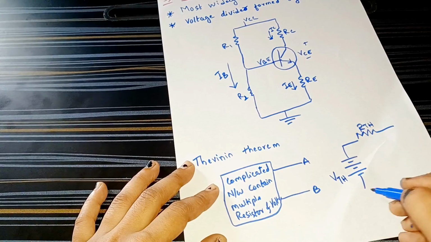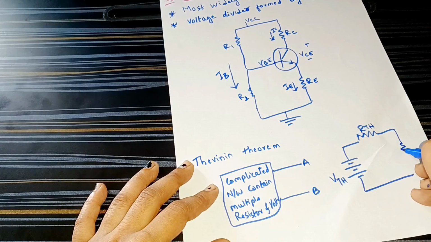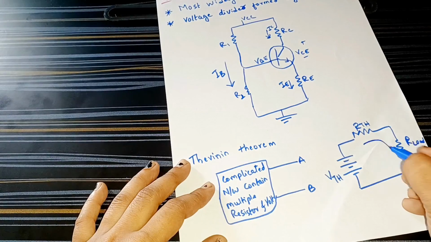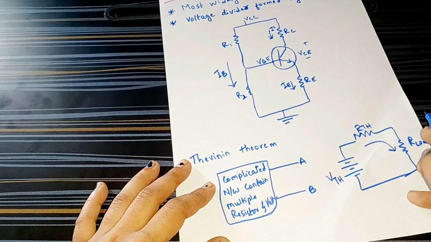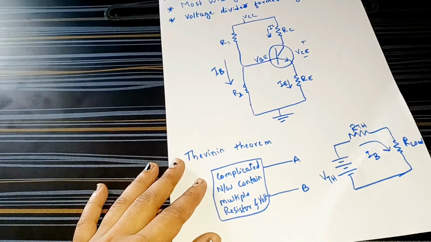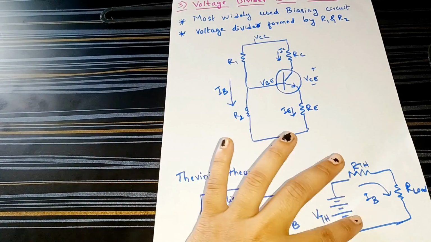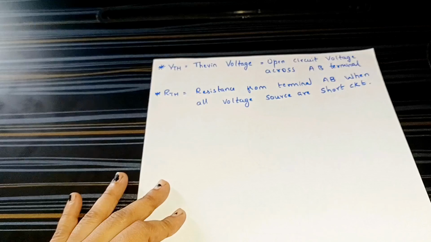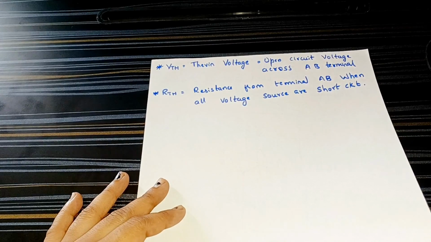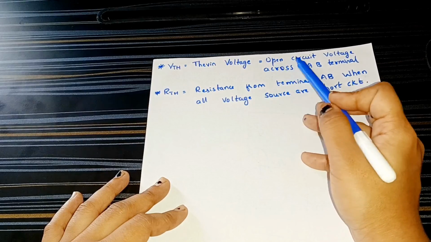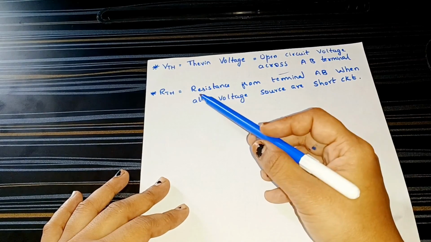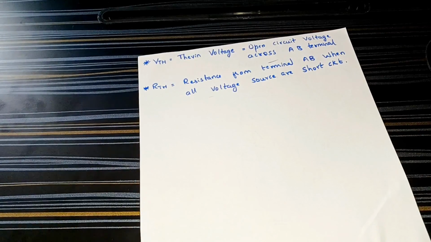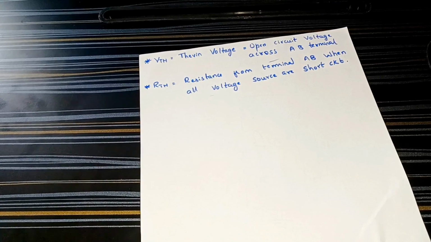VTH is connected to some resistor load, and from VTH through the resistor the current IB flows. Here VTH is the Thevenin voltage, the open circuit voltage across terminals A and B, and RTH is the resistance seen from terminals AB when all voltage sources are short circuited. Using Thevenin's theorem we convert our circuit.